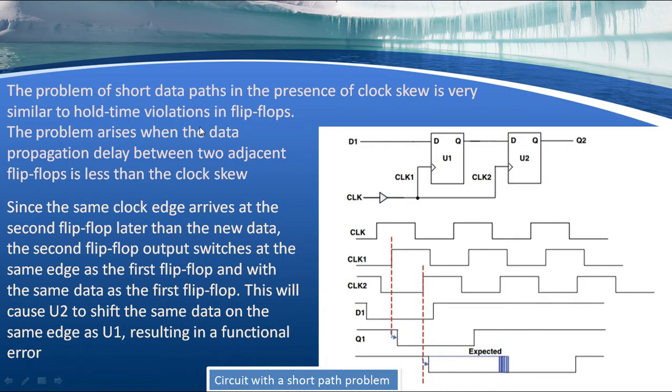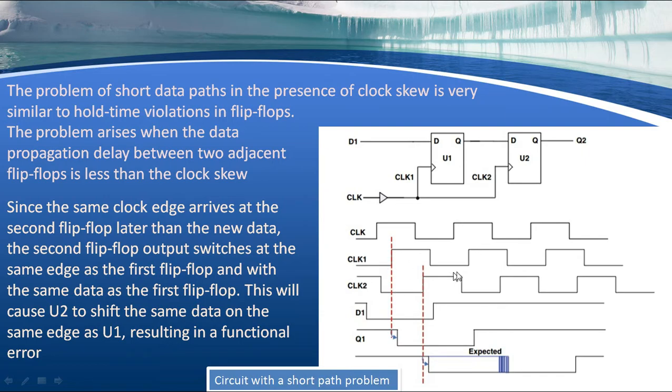The problem of short data paths in the presence of clock skew is very similar to hold time violations in a flip flop. The problem arises when the data propagation delay between two adjacent flip flops is less than the clock skew.